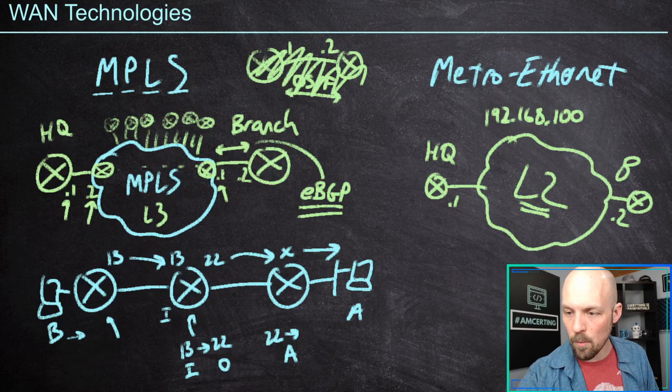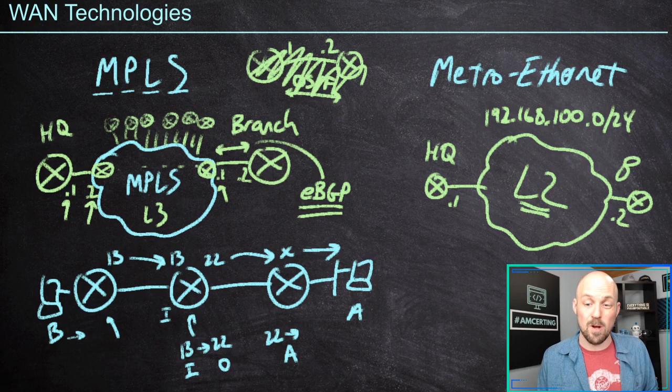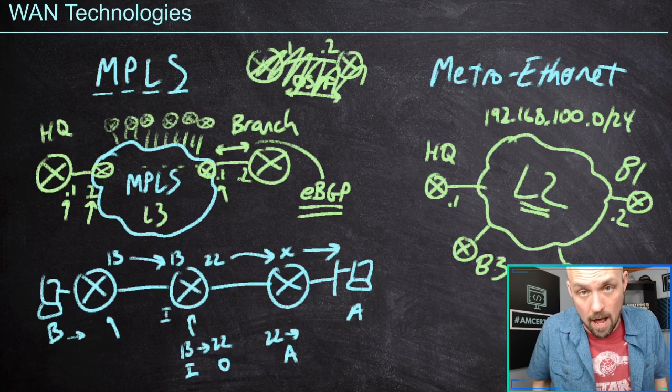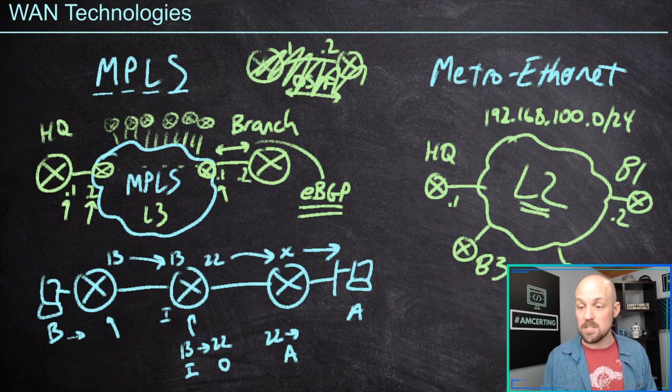Now, why /24? Why wouldn't I make that smaller? Well, because I can put as many routers on here as I want. So maybe this is branch 1, this is branch 2, this is branch 3. As long as my service provider can get this technology, this extension, out to all of my branches, they can all be on the same subnet, and they can all see each other and directly share routes with one another. So that is what we call Metro Ethernet.